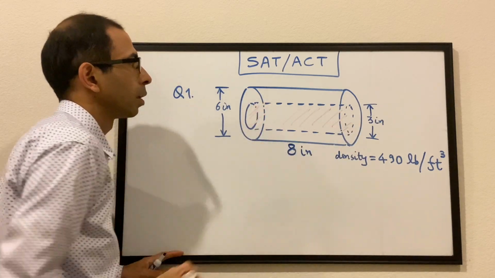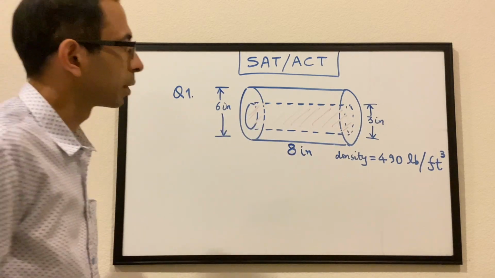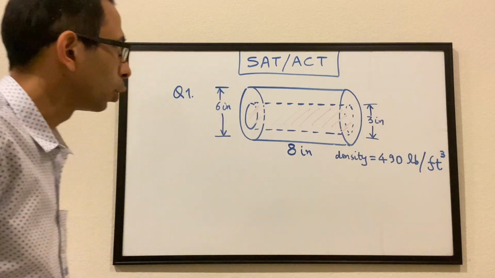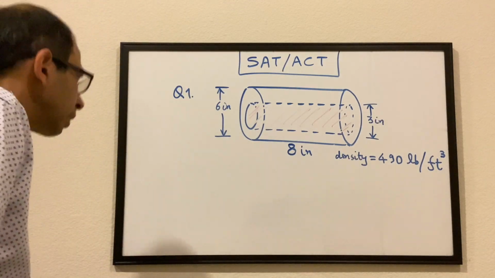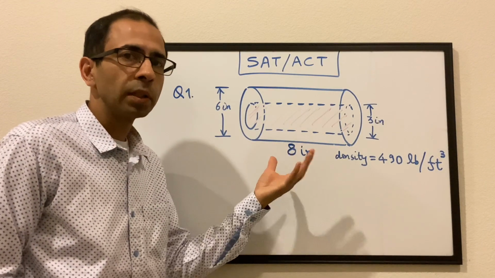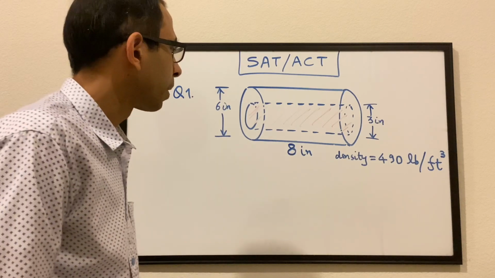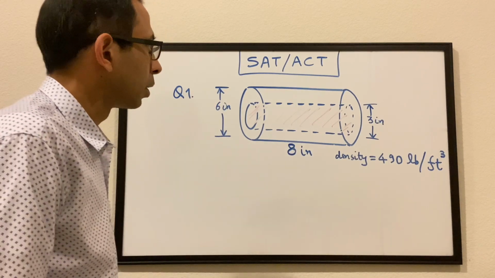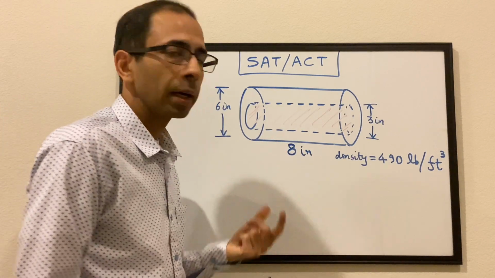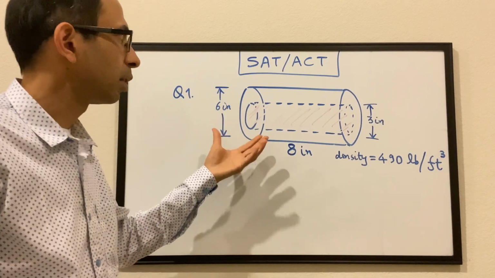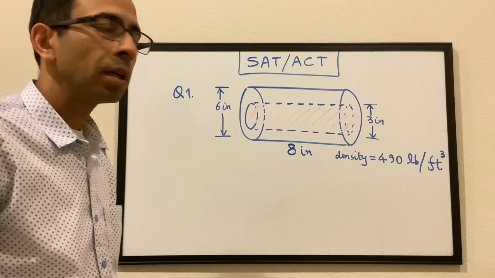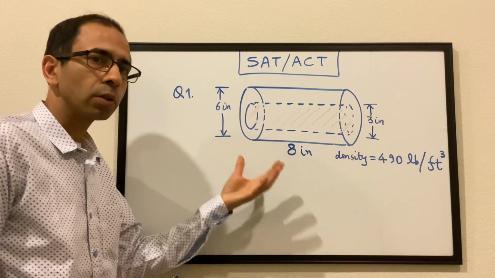okay? The density of this material is given as 490 pounds per feet cube, and we have to find the mass of this object, right? So first things first, the density is given, and the volume is something which we will find out from the dimensions, and we have to find the mass of this object, right?